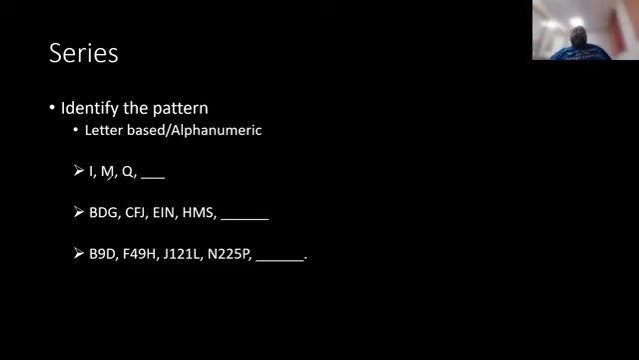Say, for example, I, M, Q. What should be the next letter? If I look at the values of the letters, I is 9, M is 13, Q is 17. So 9 to 13 is 4, 13 to 17 is 4. So the next number should be 21, which will be U.